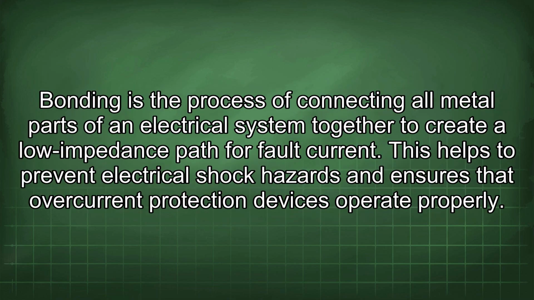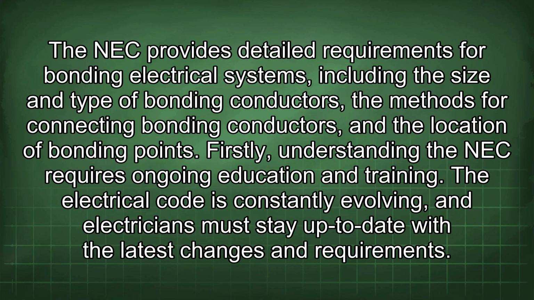Bonding is the process of connecting all metal parts of an electrical system together to create a low impedance path for fault current. This helps to prevent electrical shock hazards and ensures that overcurrent protection devices operate properly. The NEC provides detailed requirements for bonding electrical systems, including the size and type of bonding conductors, the methods for connecting bonding conductors, and the location of bonding points.